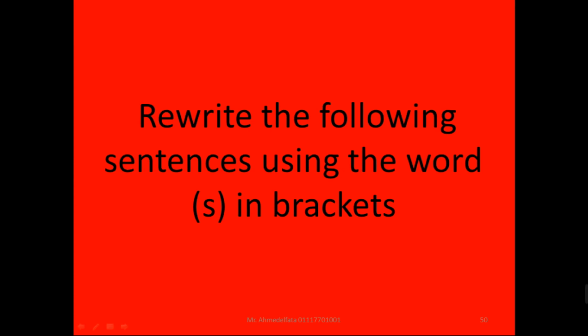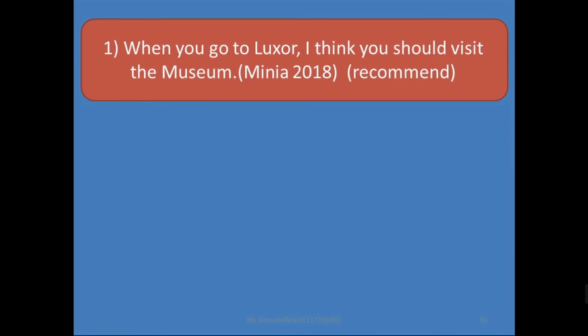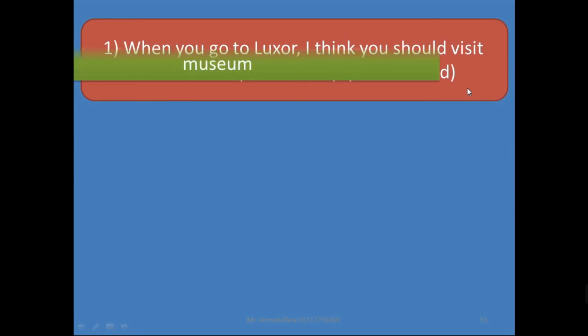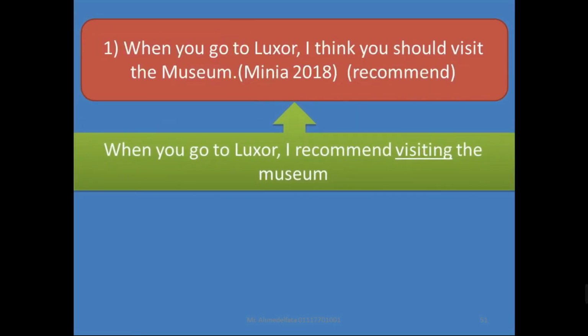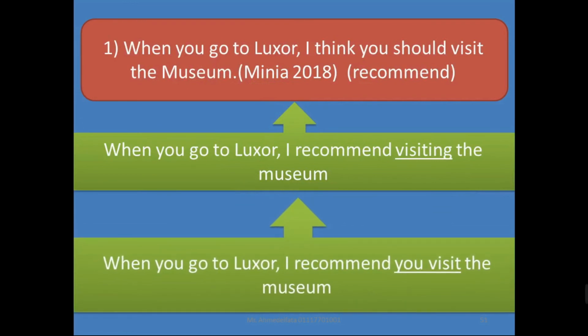Look, after that, rewrite. Number 1, when you go to Luxor, I think you should visit the museum. What do we want to use here? Recommend. So, when you go to Luxor, I recommend, then after it a verb with ing, which is visiting the museum. Or, when you go to Luxor, I recommend, then a clause: subject plus infinitive. The subject is you, then the infinitive. So, when you go to Luxor, I recommend you visit the museum.